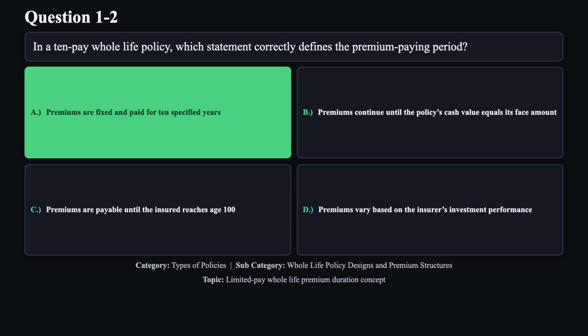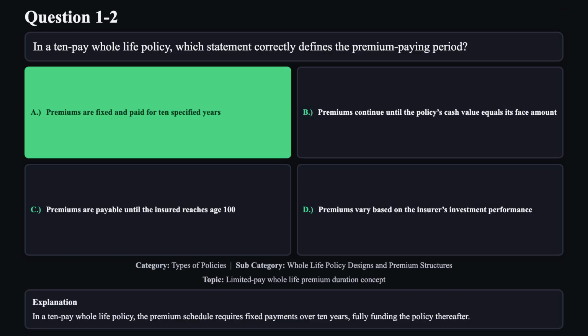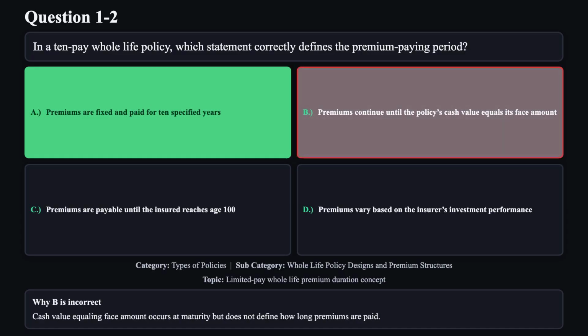The correct answer is A. In a 10-pay whole life policy, the premium schedule requires fixed payments over 10 years, fully funding the policy thereafter. Reason B is not correct. Cash value equaling face amount occurs at maturity but does not define how long premiums are paid.